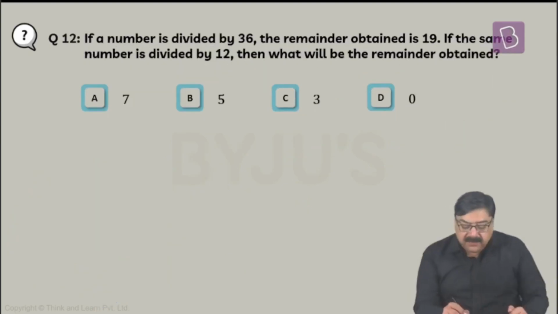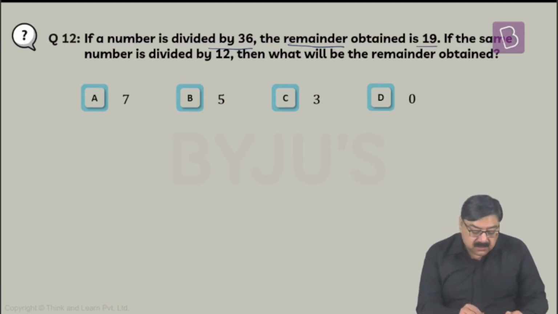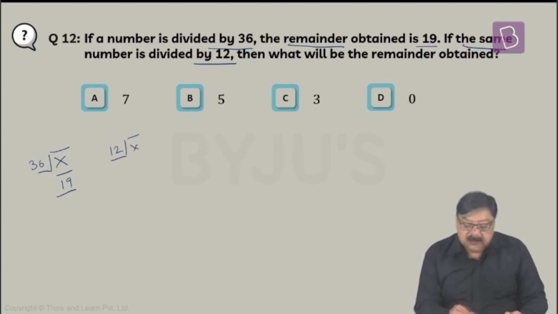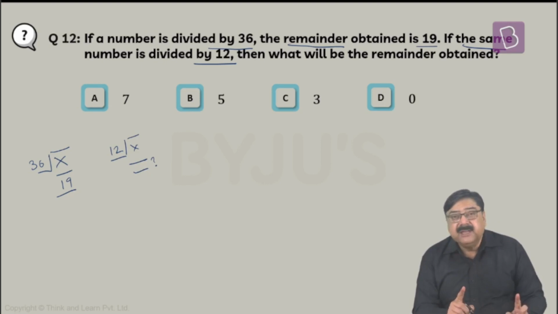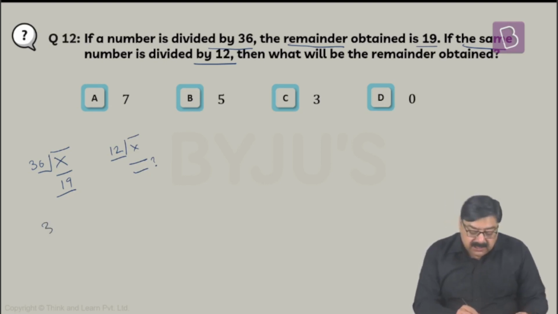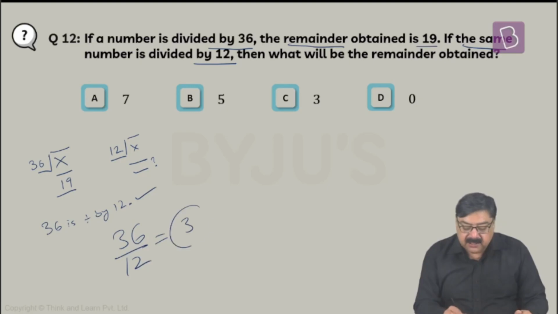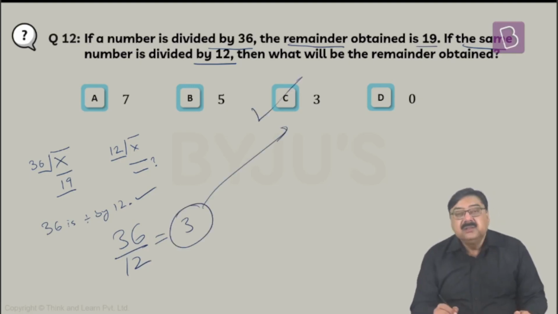If a number is divided by 36, the remainder obtained is 19. So the number x is divided by 36. The remainder obtained is 19. If the same number is divided by 12, what will be the remainder obtained? Well, we solved a similar kind of question and we discussed the concept. Now we know that 36 is divisible by 12. This is all right. So now our answer here has to be 19 divided by 12, the remainder of which is 7. Choice C is the correct answer.